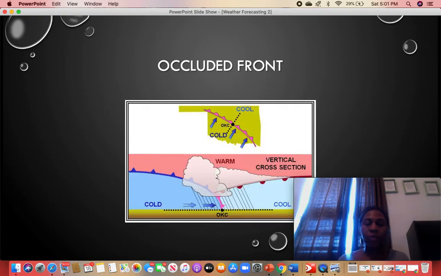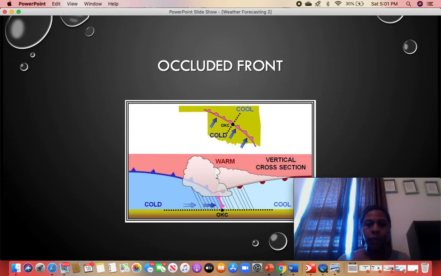So we watched some videos in class. This is just a picture of how an occluded front would look. Again, we have the warm and cool hanging out and the cold's coming in. And then where they all meet is where you see the precipitation.